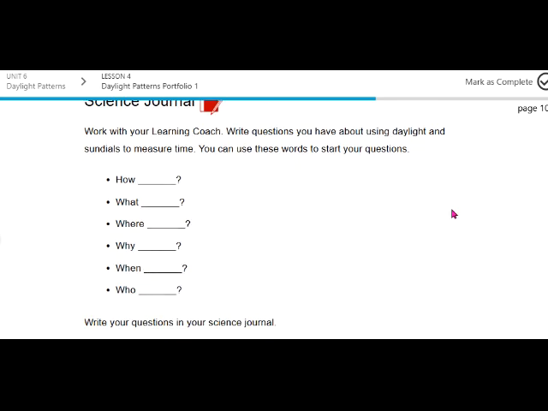Here's our science journal. Work with your learning coach and write questions that you have about using daylight and sundials to measure time. You can use these words to start your questions. How? What? Where? Why? When? or who? Write your questions in your science journal. You don't have to write a question for every single one of these words. Just choose one or two that you can begin a question with.